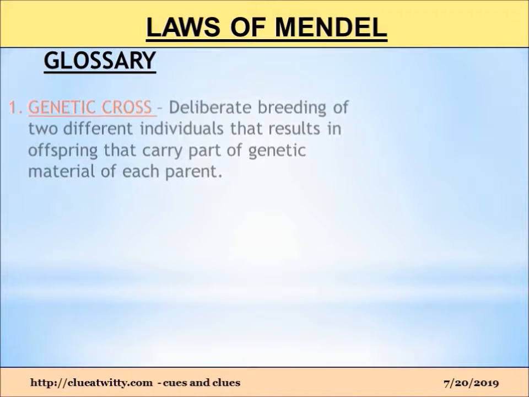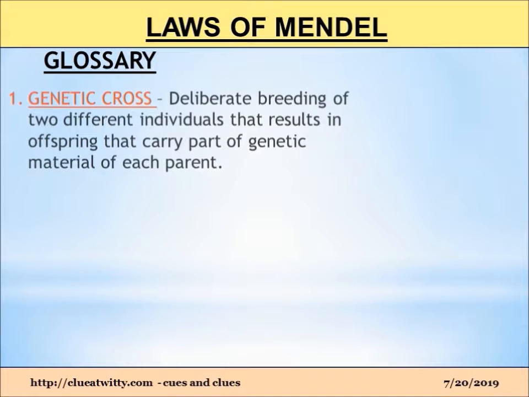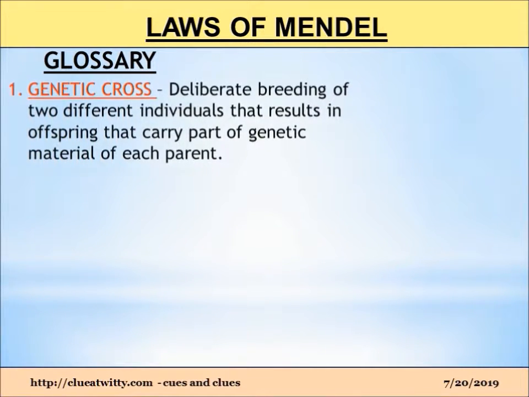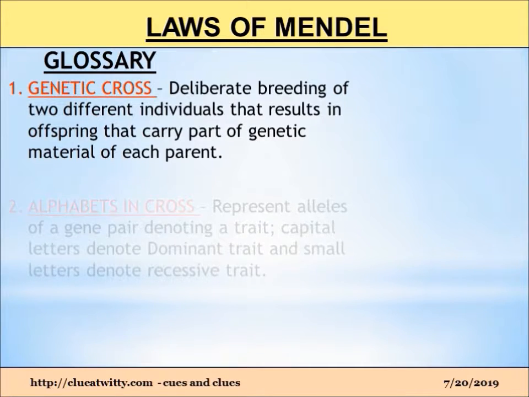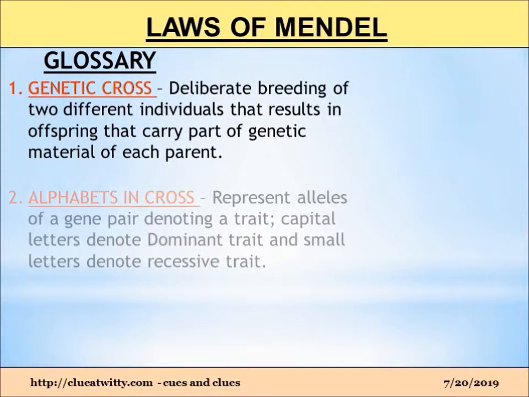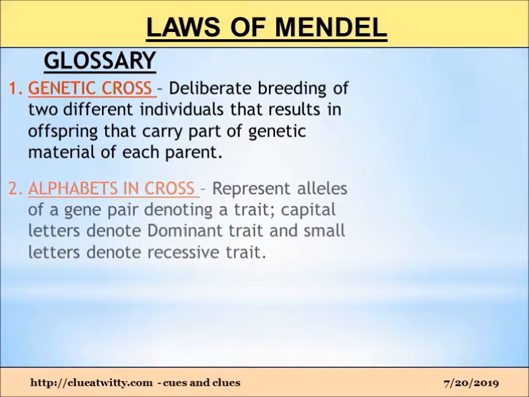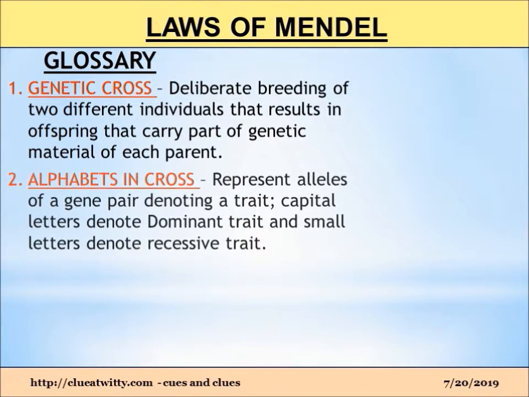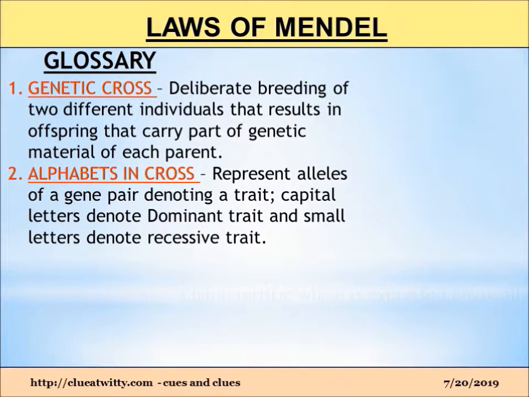What is a genetic cross? A deliberate breeding of two different individuals that results in offspring that carry part of the genetic material of each parent is called a cross. For example, Mendel crossed plants with purple colored flowers with white colored flowers.